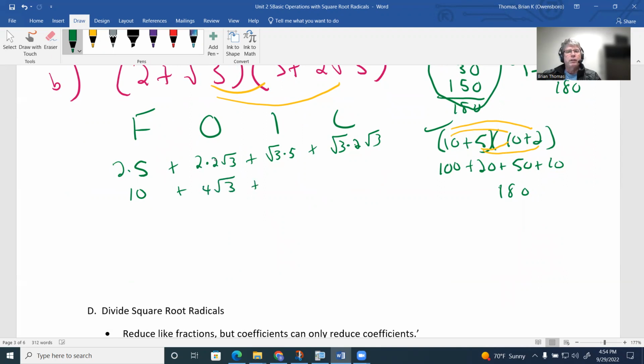Square root of 3 times 5, we usually like to write the 5 as a coefficient. So that's going to be 5 times the square root of 3. That's about all we can do with that since the 5 is the coefficient and 3 is a radicand. Nothing to do there.